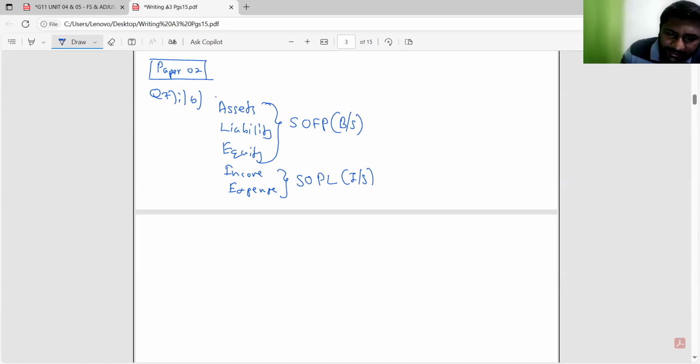So out of these 3 elements, you have to write any 2, whatever the 2 that you like. Asset, liability, equity. Out of these 3 elements, you can write any 2 that you like.